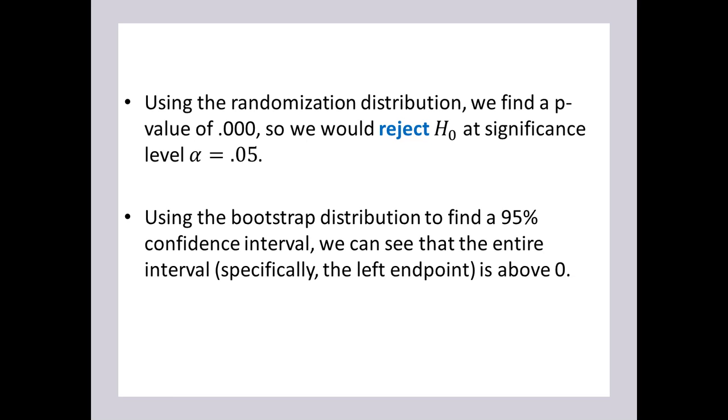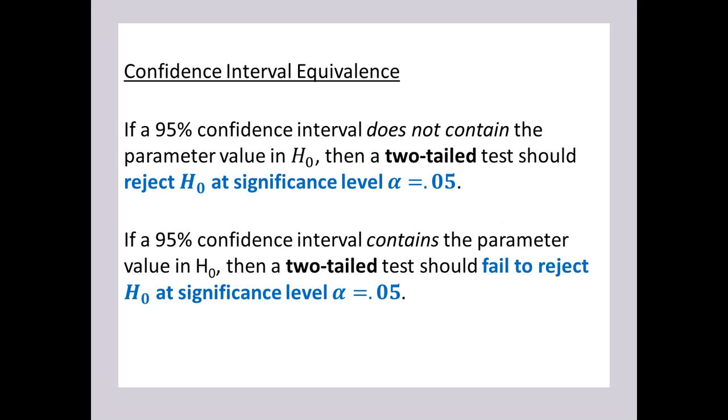Earlier, we had the confidence interval, the 95% confidence interval using percentiles. The whole interval is well above 0. The left endpoint was 11 point something, which is certainly above 0. And this is the general idea of how you can do a hypothesis test using a confidence interval.